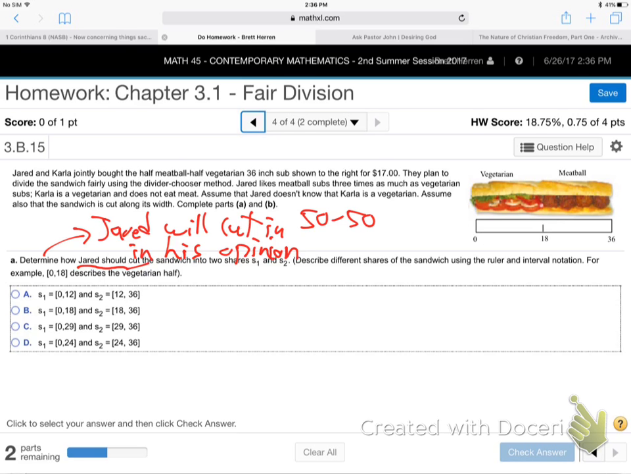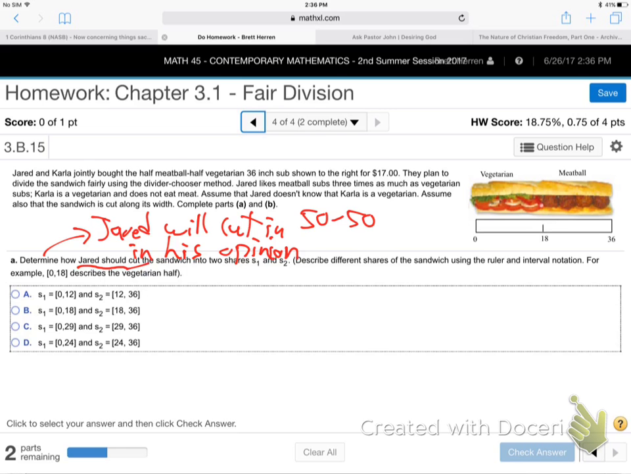We don't know why they would do that. But they're eating together. They're the sub thing. They don't know each other's value system or care. What will Jared do? Jared's the cutter, so he knows as soon as he makes a cut, Carla's going to pick one half or the other half. So Jared will cut it 50-50 in his opinion, his value system.